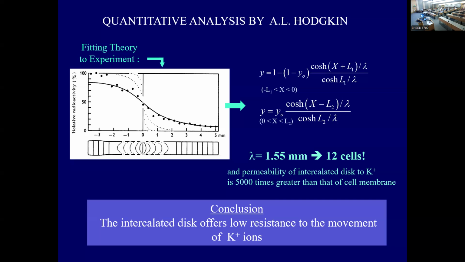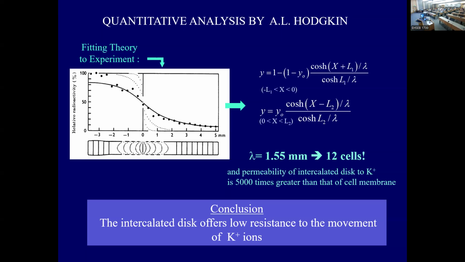That's a very important finding because it's 12 cells, meaning that there is diffusion from cell to cell, and it's possible to conduct current by using potassium ions from cell to cell. And in fact, it's a long distance. It's 12 cells that communicate electrically.